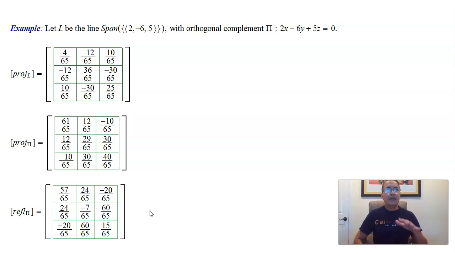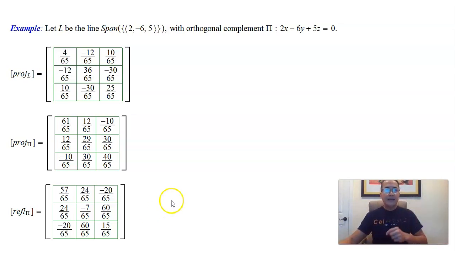You're either on the plane pi or you're on the line L. If your vector is already on pi and you project on the line, you'll get the 0 vector. It has no shadow on the line. But its projection on pi is itself. If you put a pen on the plane, my phone, then its projection will be itself. Its reflection will also be itself.